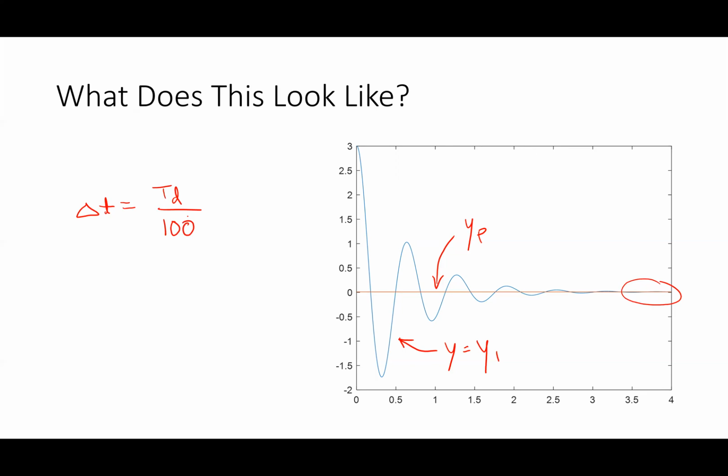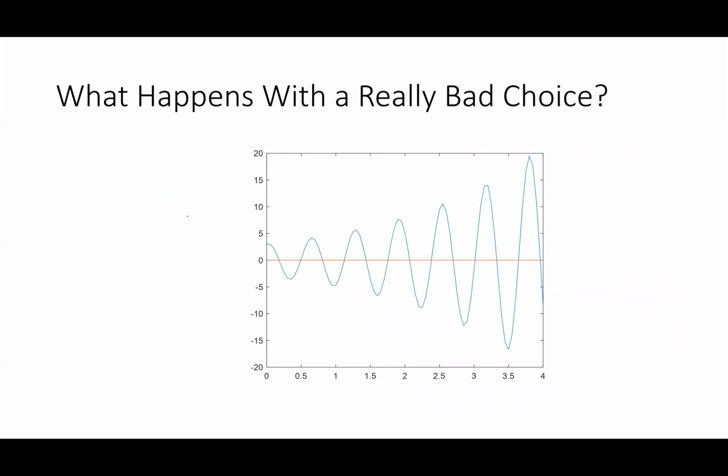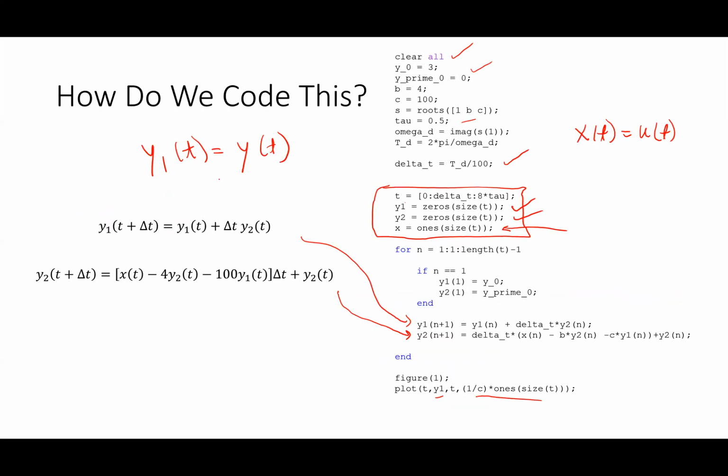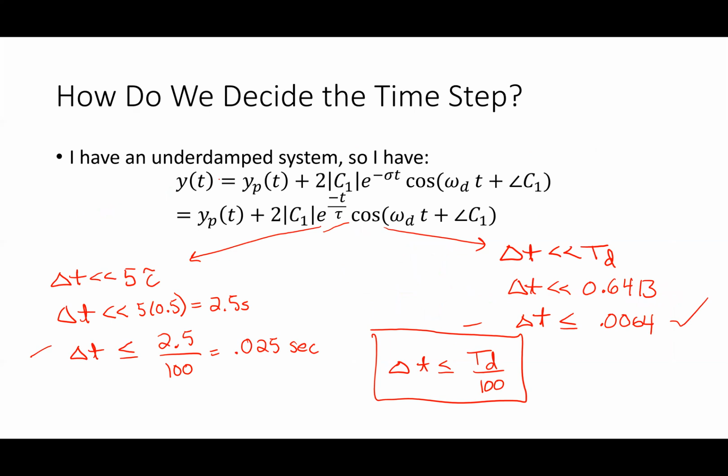Now, what happens if I make a bad choice? It's important to note that. So let's say I did this. So in this case, I chose delta t equal to tau over 10. All right, which should be, I think, 0.25 seconds. All right, 0.25 seconds. That 0.25 seconds means I'm only basically plotting that cosine. I'm only getting maybe 2 or 3 points in each period of that cosine.